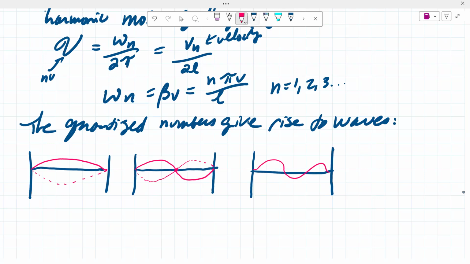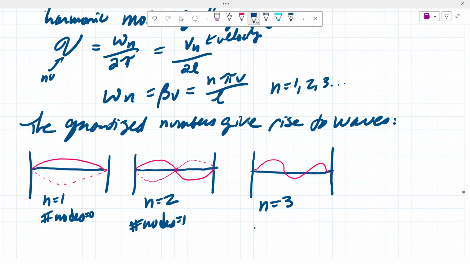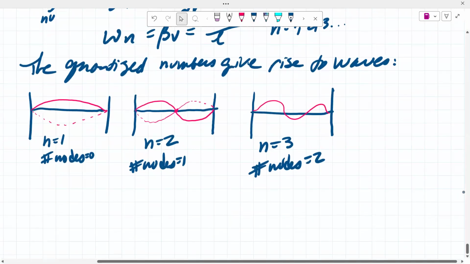All right, n equals 1. The number of nodes is 0. N equals 2, number of nodes equals 1. The nodes are these dots that are in the middle. N equals 3, number of nodes equals 2. So standing waves result from binding the ends of the string.